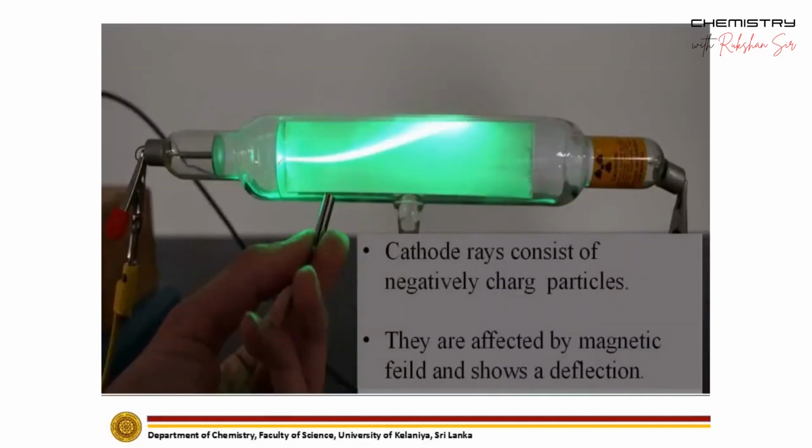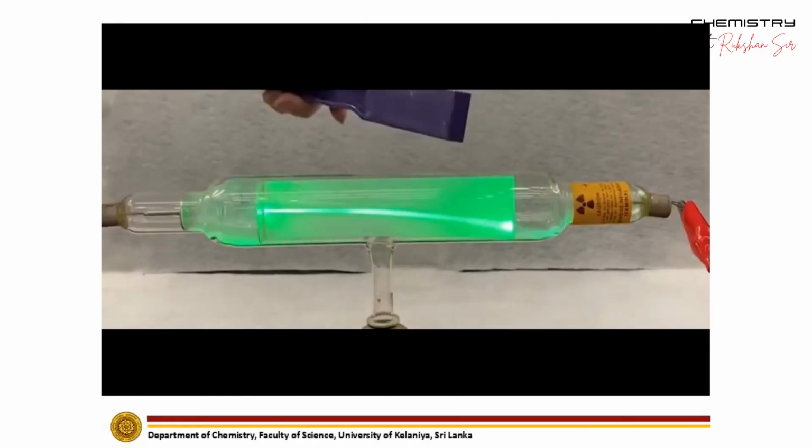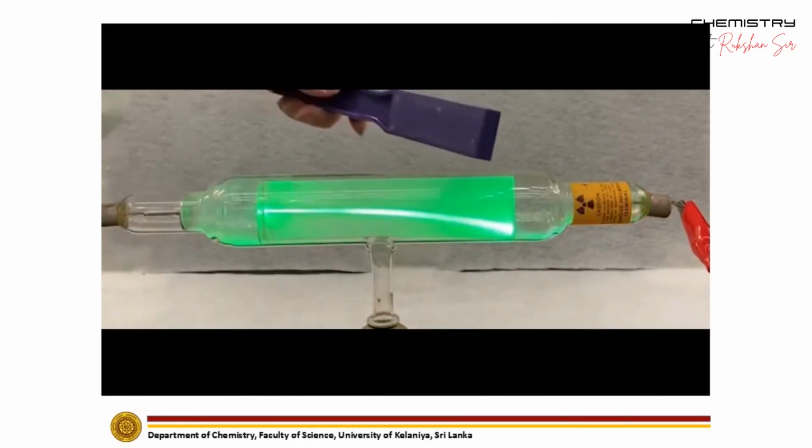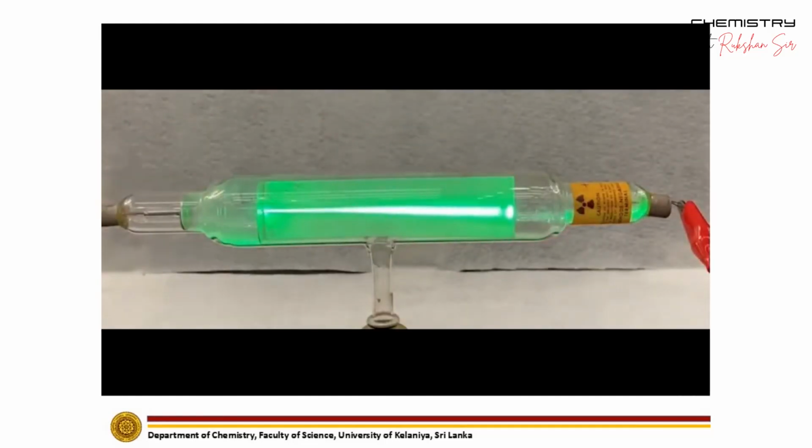Cathode rays are affected by magnetic fields, showing a deflection perpendicular to the magnetic field. The direction of deflection is similar to the deflection of any other negatively charged particles. Therefore, electrons can be concluded to be negatively charged particles too.